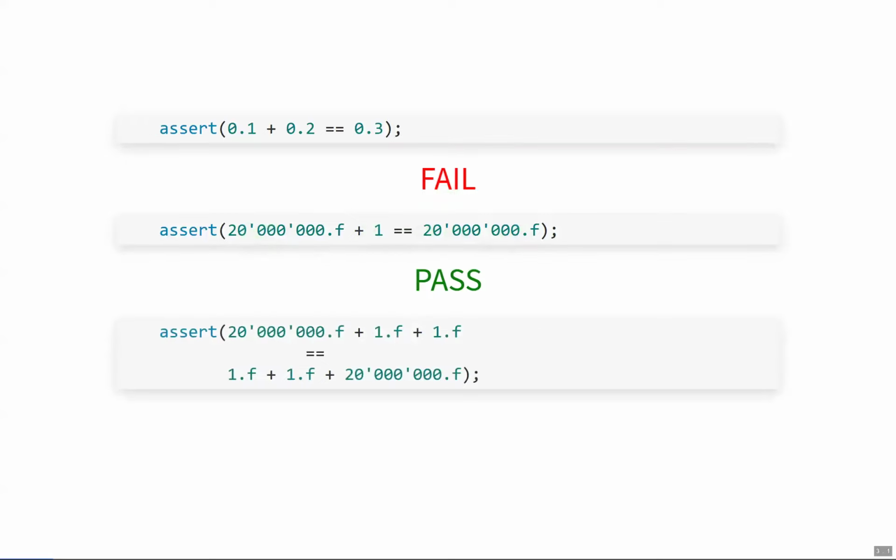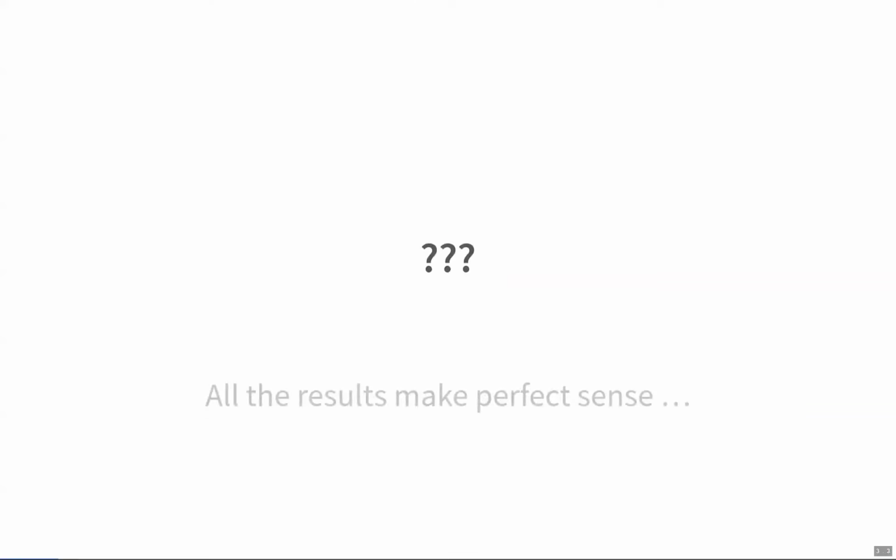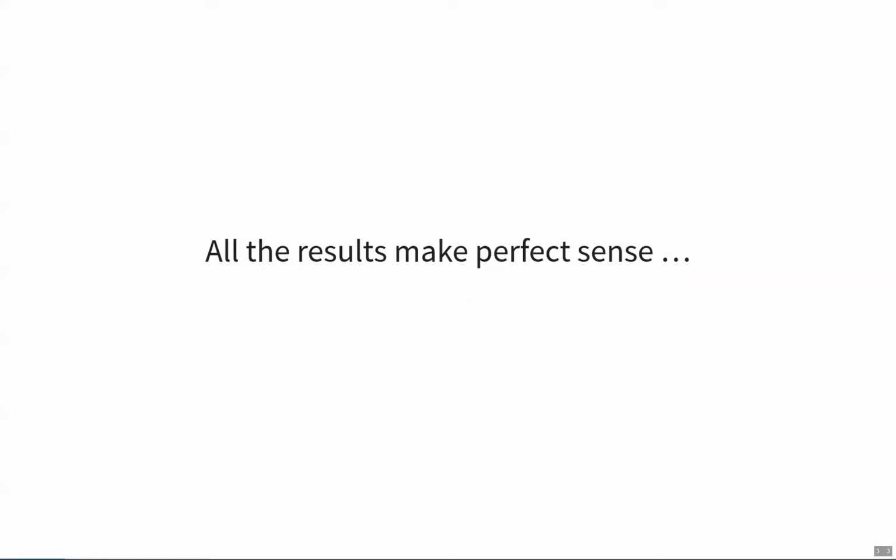And finally, we just found out that 20 million plus 1 is still 20 million, so 20 million plus 1 plus 1 should be the same as 1 plus 1 plus 20 million. It should be the same. No, it's not. Right? This will fail. And the thing is, this makes sense if you understand floats, but most people don't, because they are actually unintuitive, or rather they require you to make 2 steps in your intuition, and most people aren't taught them well.